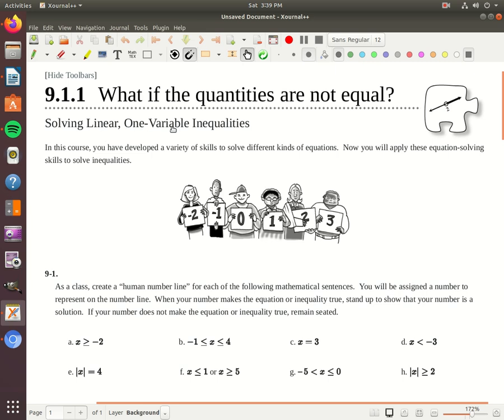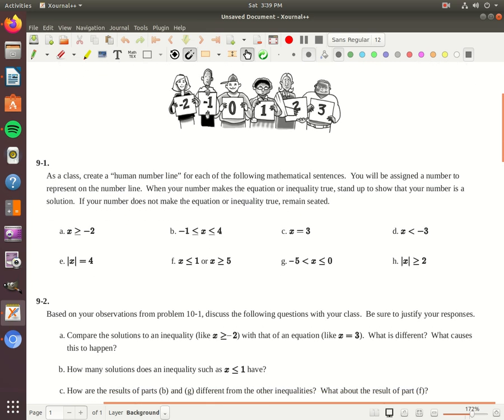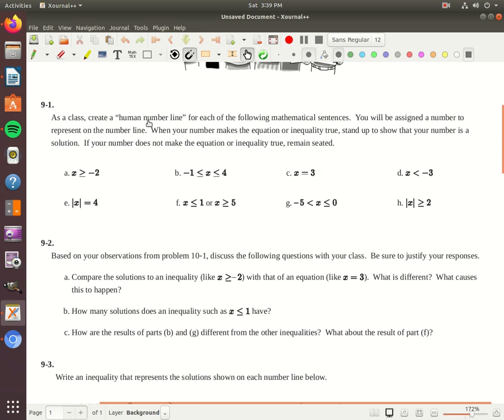When we're talking about two variables, we'll look at the coordinate plane. We'll have the x and the y, and it'll be in 2 dimensions. But right now we're just looking in 1 dimension. So it says as a class, create a human number line. What would have happened is, I would have given you guys numbers 1 through 10, or negative 10 to 10, or I don't remember, but it's just a little number you hold up.